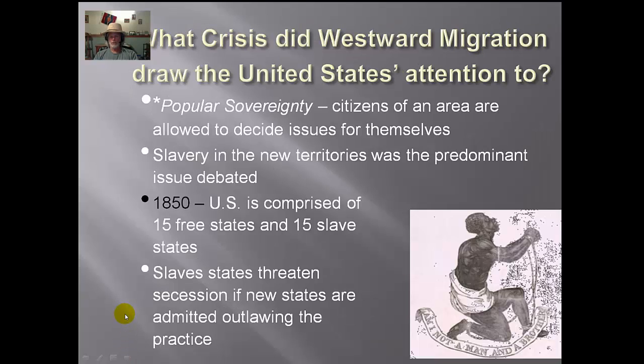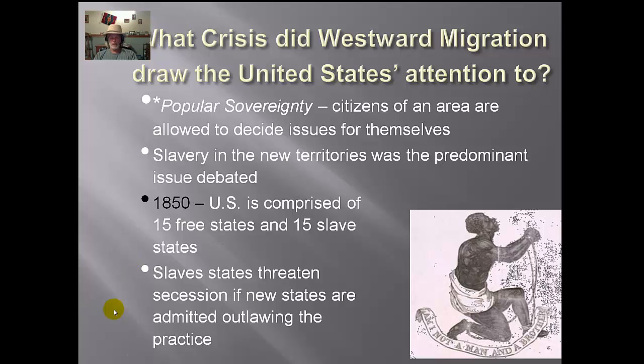What crisis did Western migration draw the United States into? The whole idea of popular sovereignty: as we looked at in the Revolutionary War, people wanted to govern themselves, and we still do. They didn't want the government interfering in their business. And so these areas could vote whether they wanted to be free or a slave state. And slavery was a predominant issue. There was no two ways about it. That was everybody's topic. In 1850, the U.S. is comprised of 15 free and 15 slave states. Nice 50-50 balance between the two.